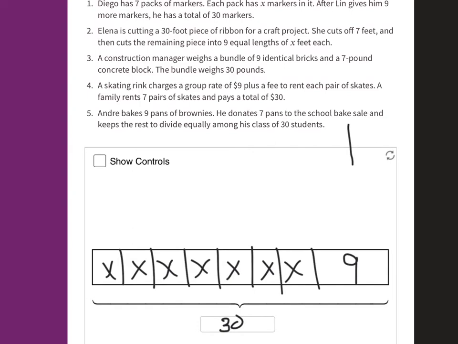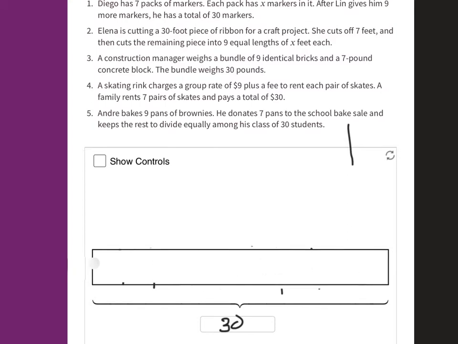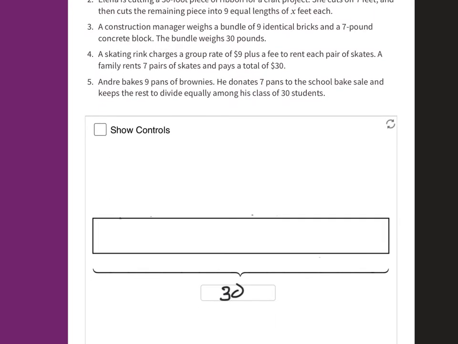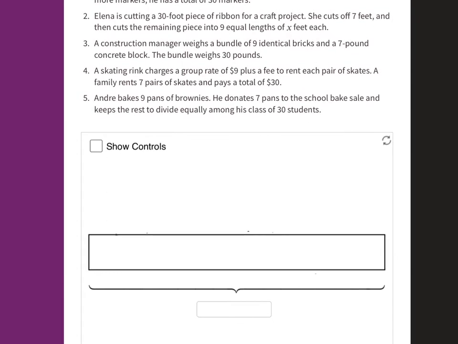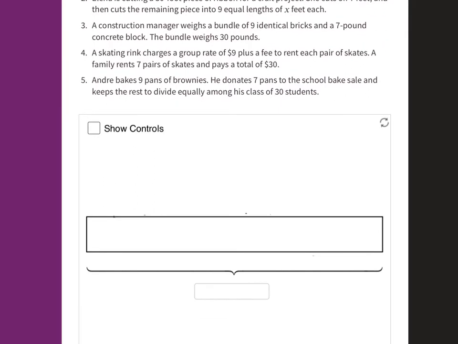Let me go ahead and erase this because there's not more than one space. Let me find my eraser here. Let's erase all of this, the 30 down here as well. All right, so a 30-foot piece of ribbon. So 30 is going to go here.